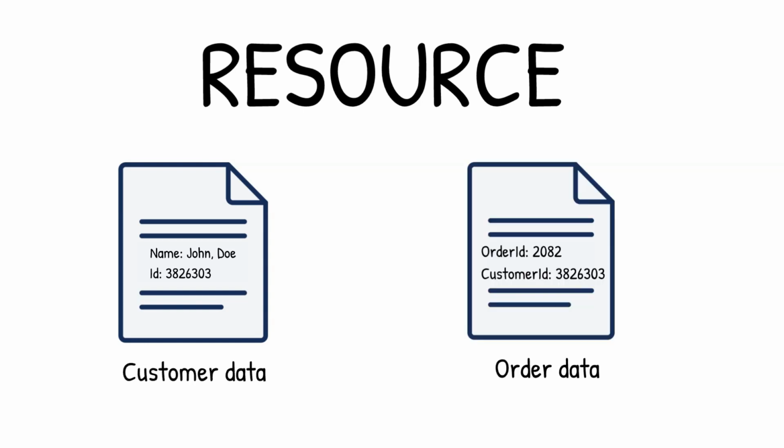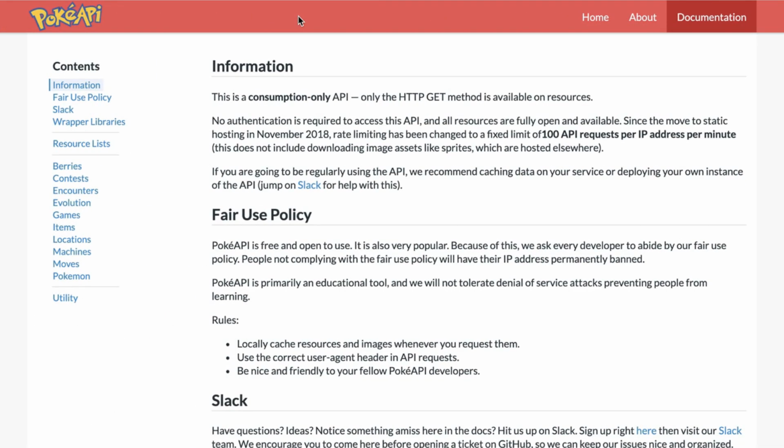One term that you will hear a lot is resource. And this is an API-related term which describes a piece of data, such as a customer or an order or anything else that you normally store in a database. Take, for example, the Postman API. The Postman API allows you to get some data related to Pokemons, and it's free and open to use.